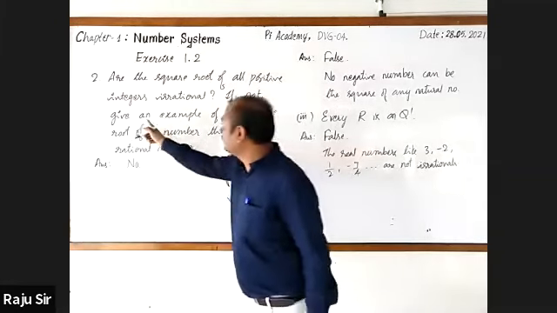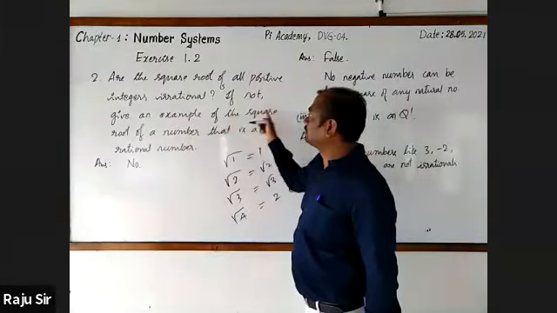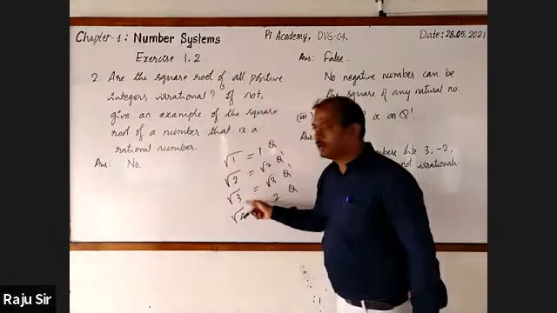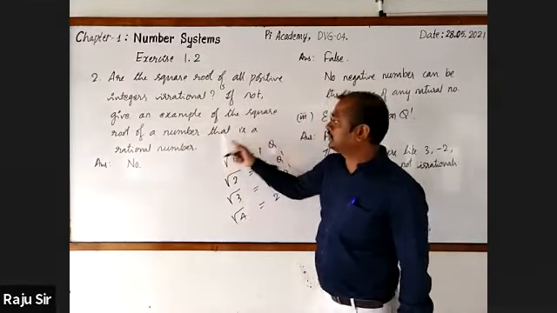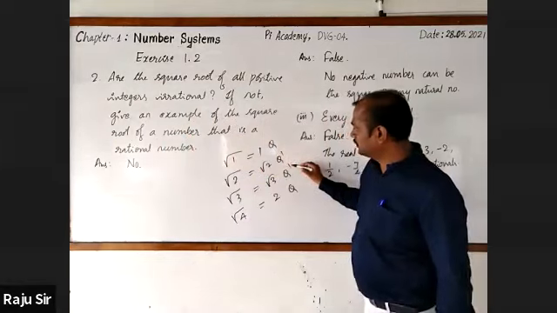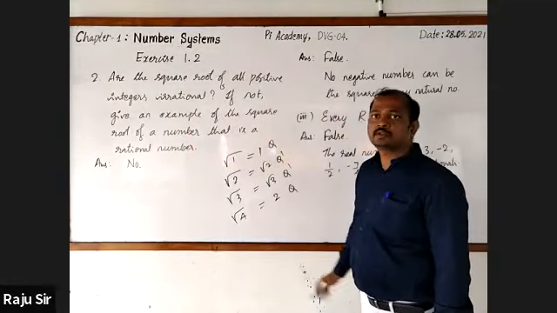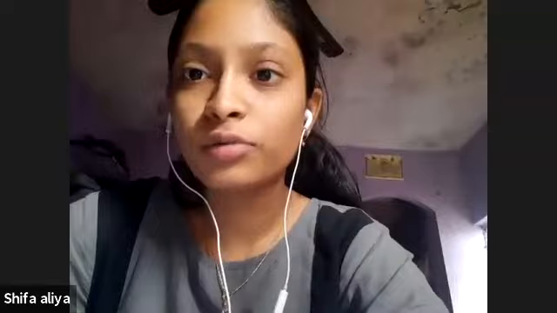If not, give an example of the square root of a number that is a rational number. Which is that rational number? Square root of 4 is 2. Root 1, root 4, root 9, root 25.